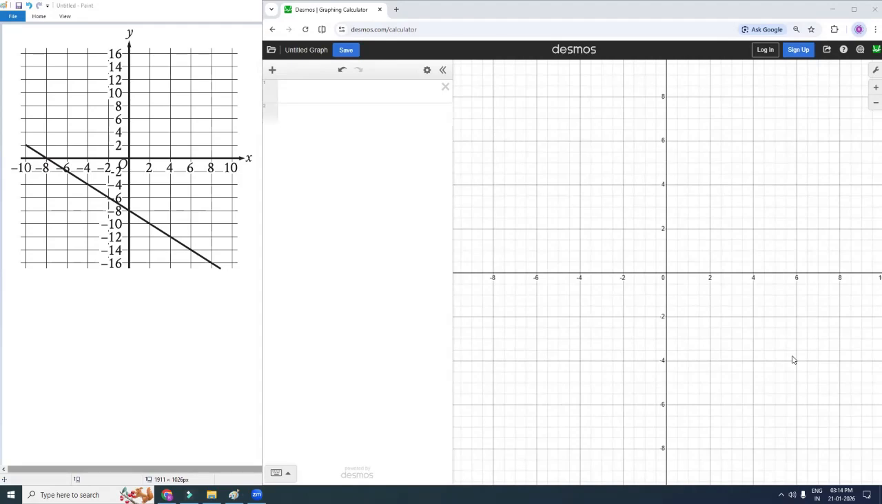Hello everyone. In this video, we are going to see how to get the equation of a line in slope-intercept form using Desmos. Let's consider the line we have over here in the xy plane. I am going to get the equation of this line in slope-intercept form using Desmos.